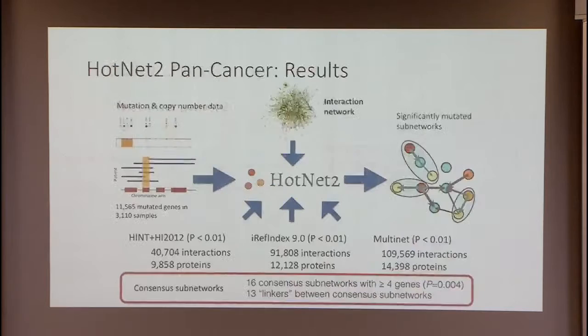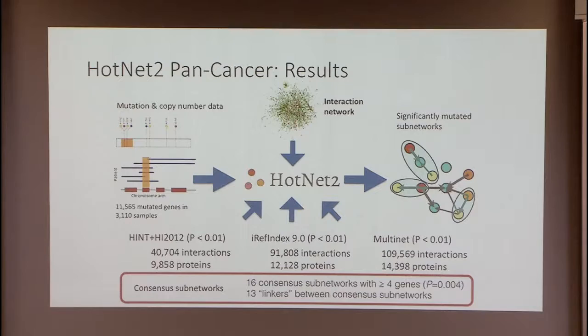We have other stuff too I could show you, but let me show you the results, and then I'll answer all the questions about all the things we did, all the choices we made here. So here's the pan-cancer analysis that we ended up with. We ended up running on three different interaction networks. We found this was valuable because no single interaction network was really fully representative of the biology. We could run the algorithm on separate ones and then form a consensus of the results rather than trying to build the ultimate human interaction network, which is itself a hard problem. The end result is that we find these 16 consensus subnetworks and then these linkers between them.